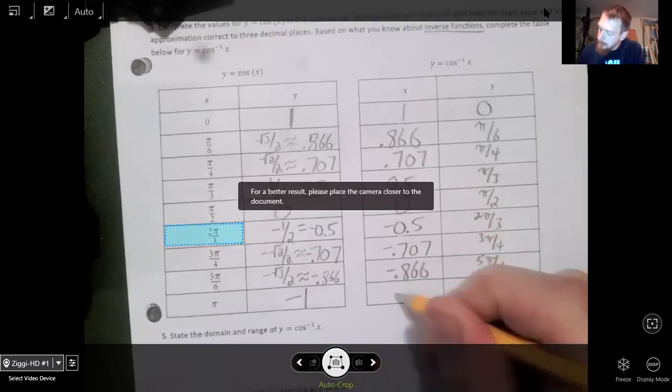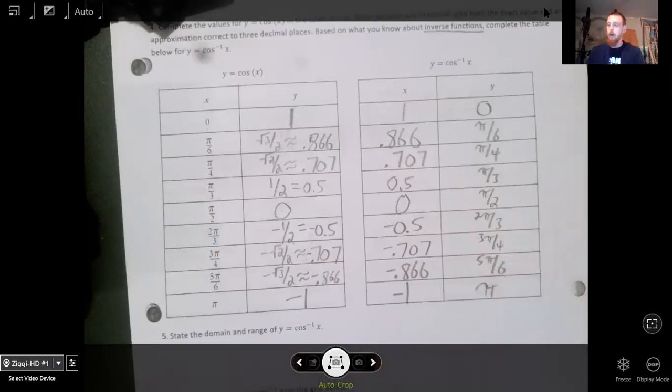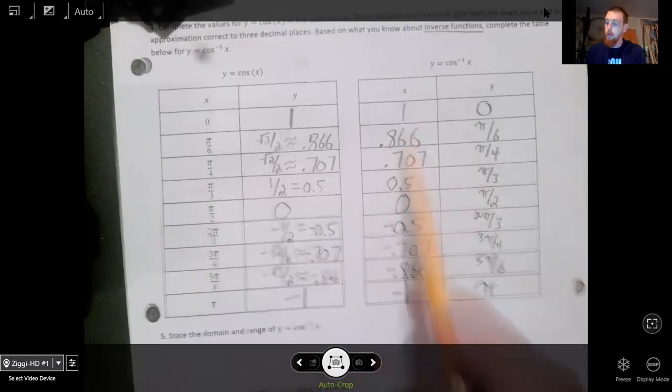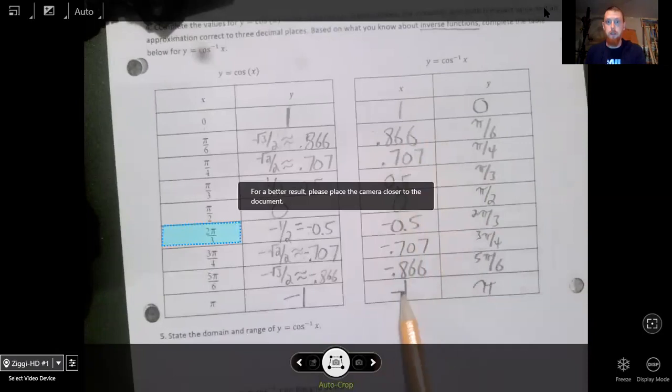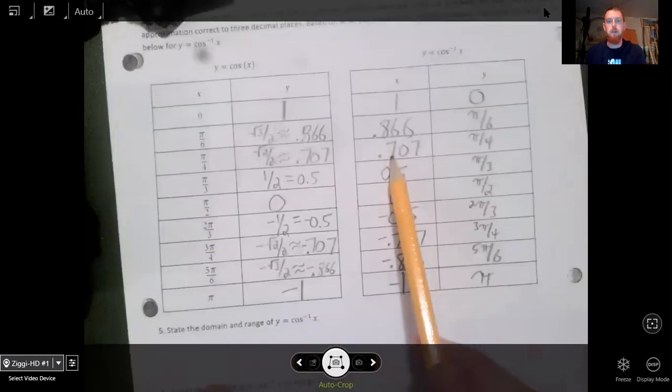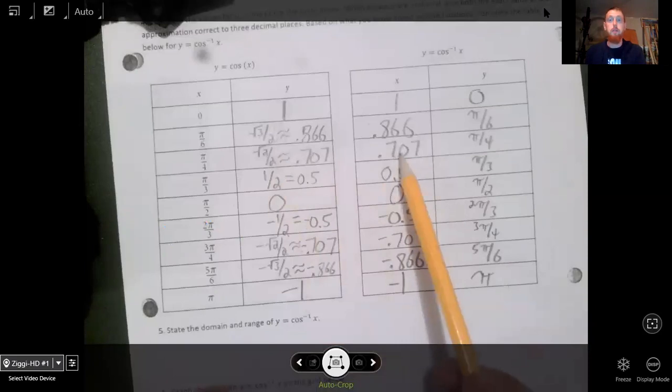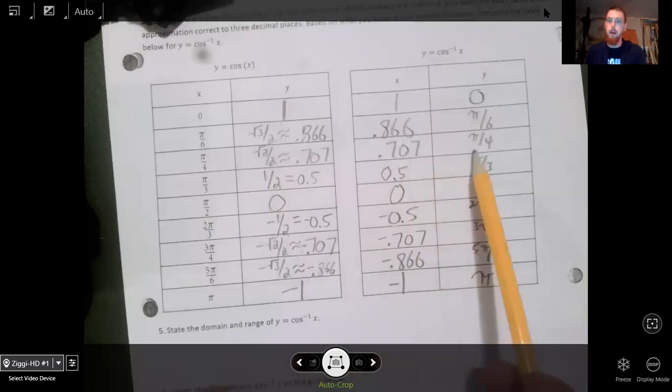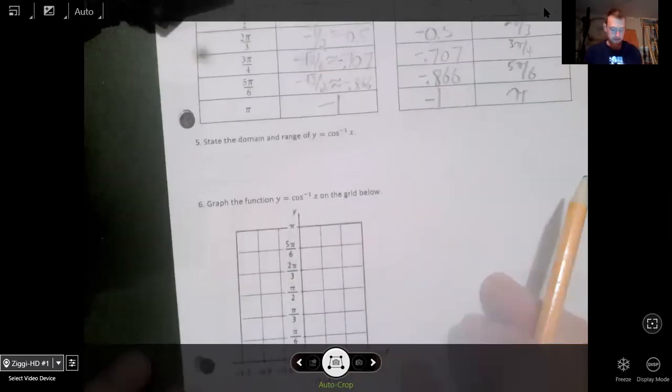So now in the inverse table, the inputs are values of cosine. If cosine is 0.707, the square root of 2/2, that's what we're inputting into our function. What we get out of this function is, oh, your cosine value is square root of 2/2, that means the angle you were thinking about is π/4. So let's go ahead and graph that function.